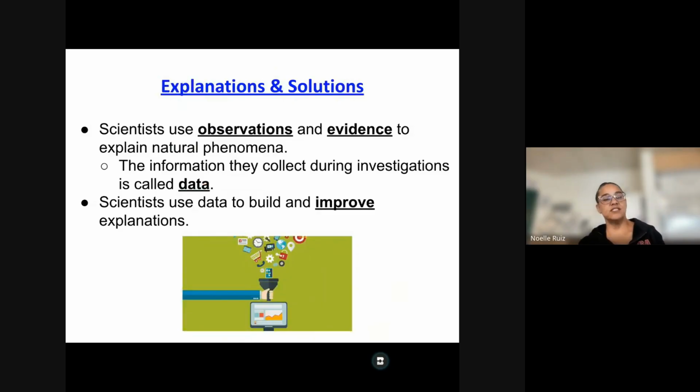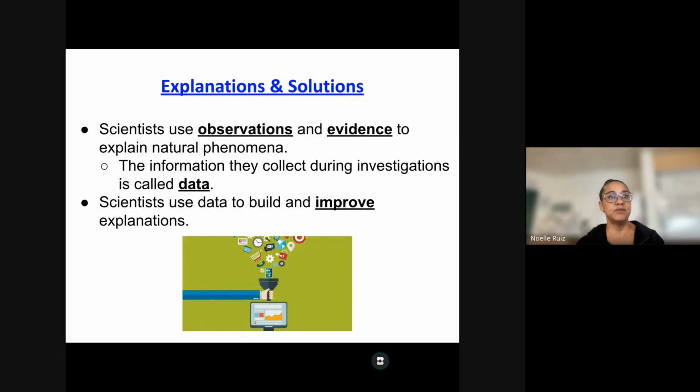Explanations and solutions. Scientists use observations and evidence to explain natural phenomena. Phenomena is just a big fancy word for some kind of event that happens in the natural world. It could be any kind of event, an earthquake, the rituals of rhinoceros, anything can be considered a phenomenon, just some kind of event that scientists will look at and ask questions about. The information they collect during investigations is called data, whether it's actually measuring something or describing what is happening.